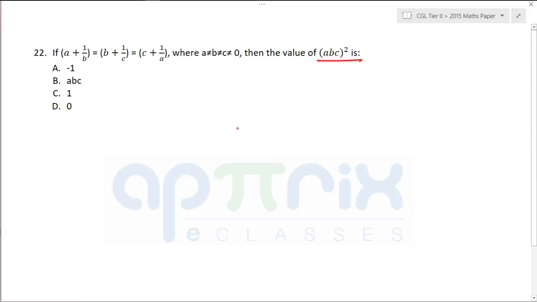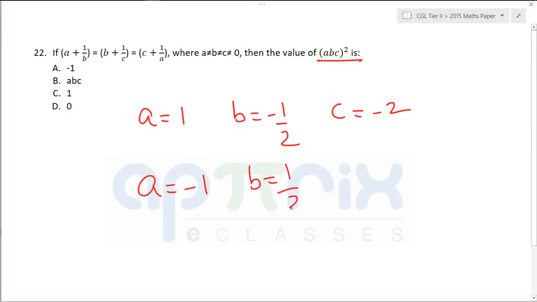All right. Do you know what? We have done a very similar question in the previous paper. You put the value of A to be 1, B to be minus 1 by 2, and C to be minus 2. This is one possibility. The other possibility is A minus 1, B 1 by 2, and C 2. If you put these 2 conditions, here you are going to get ABC product is equal to 1.